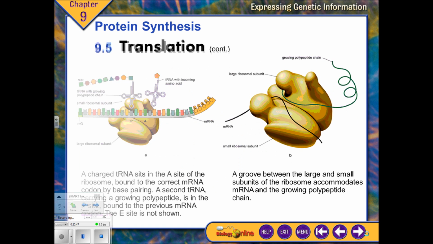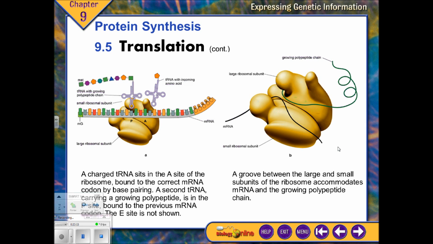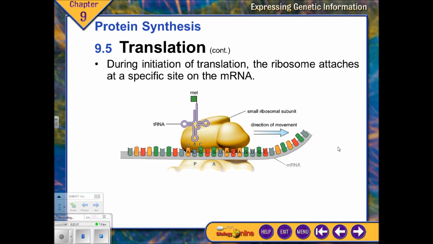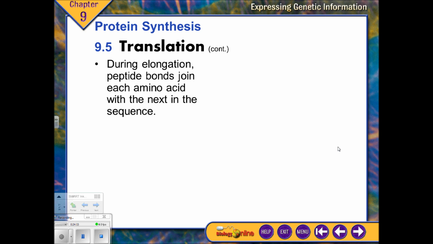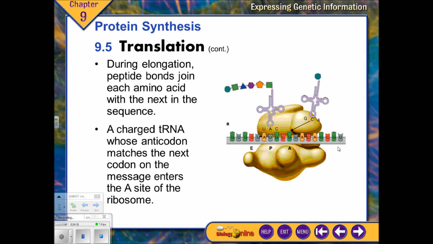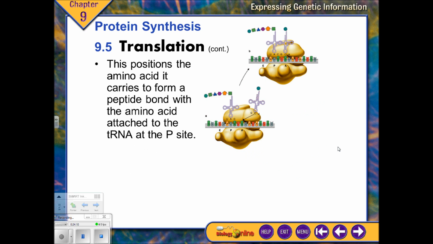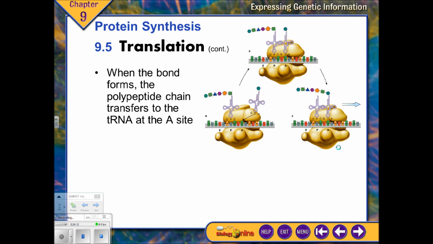So that was just a picture showing, here's your growing polypeptide chain, here's your messenger RNA, like a typewriter, boom, boom, boom, boom, or train, moving through. So you can see the direction of the movement. Just like I talked to you guys about on the last picture. And here's going to go over the whole process.